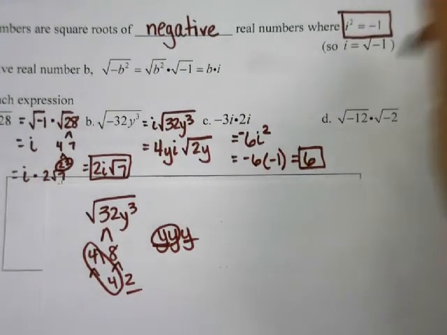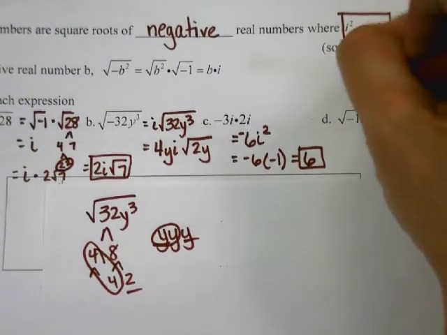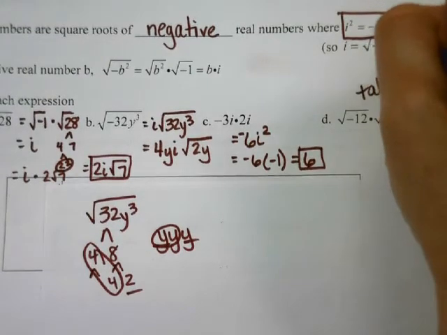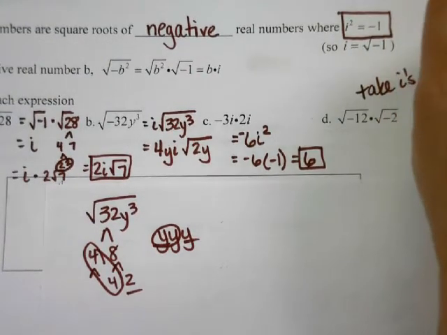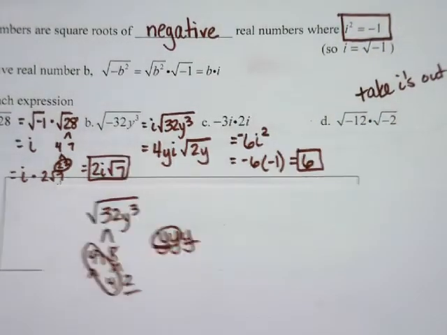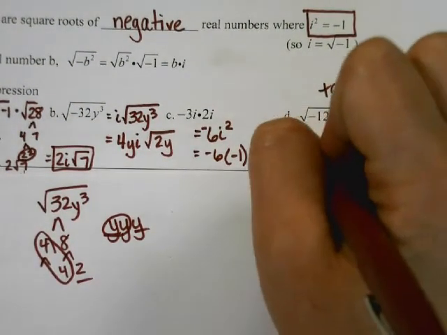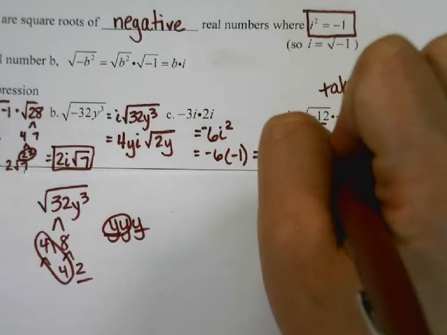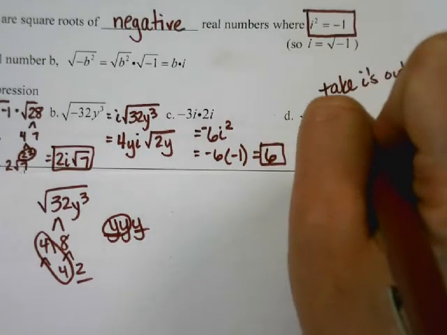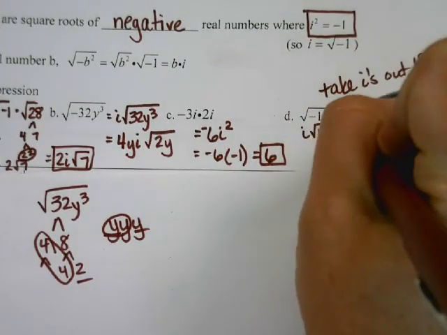Bad math jokes. Okay, so take the i's out first. So the square root of negative 12 becomes i root 12. And the square root of negative 2 becomes i root 2.